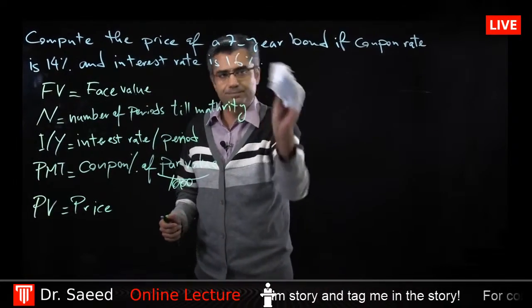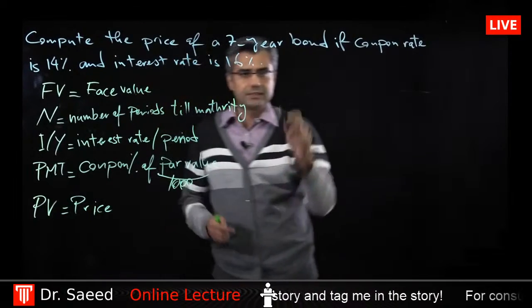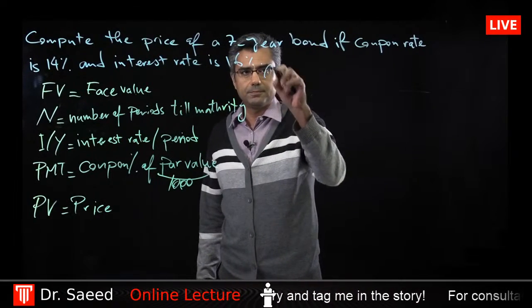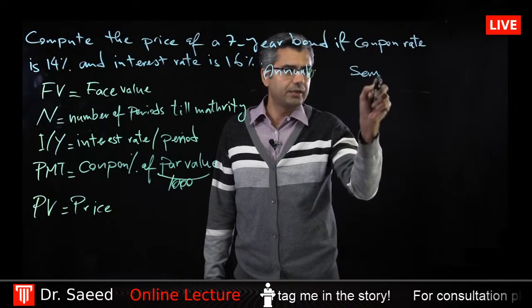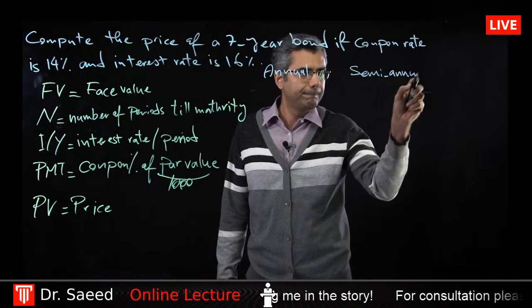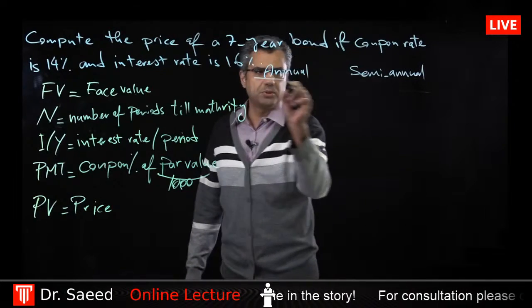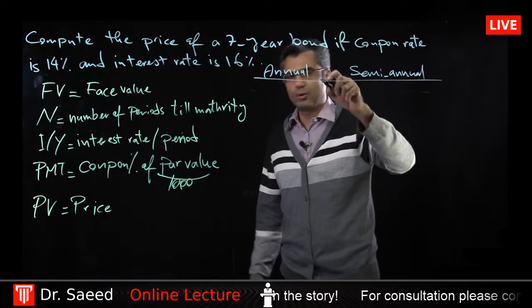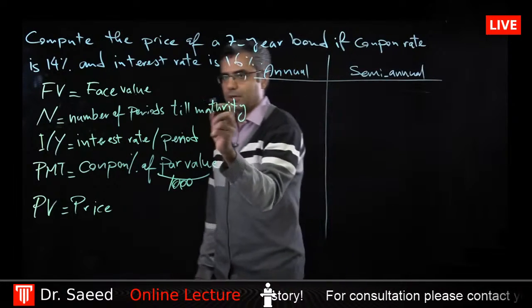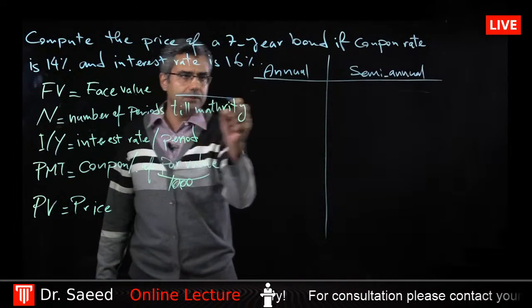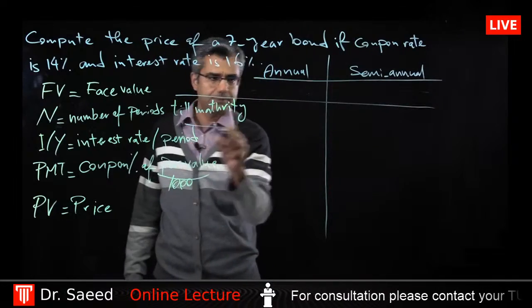Assuming that first it's annual, and then semi. Because usually the bonds pay annually or semi-annually. So let's complete this table like this.